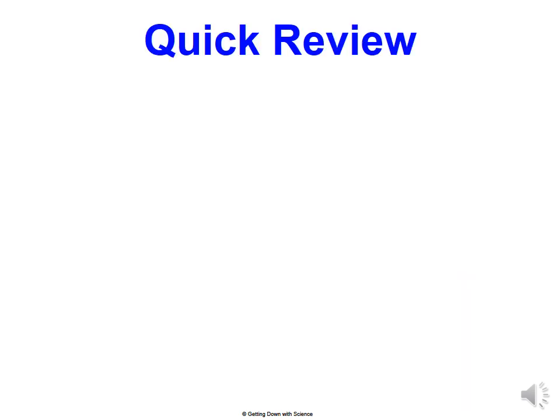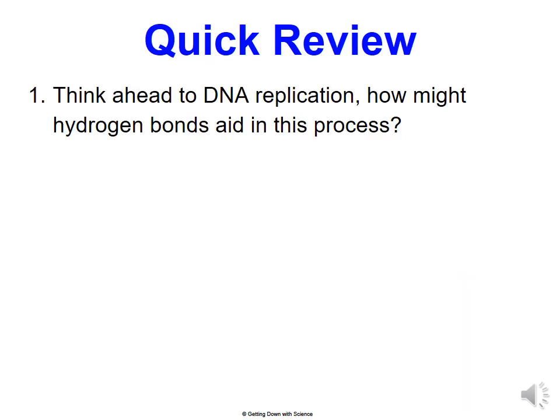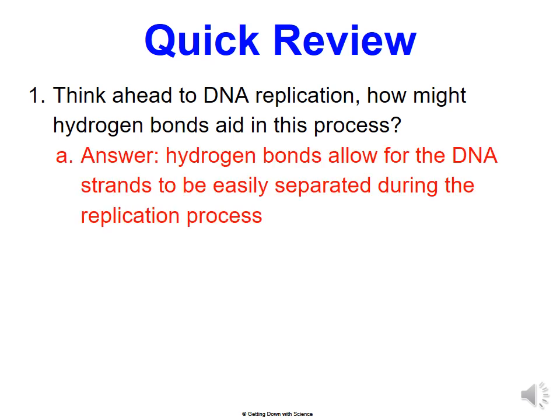So we'll do a little quick review. So this review has us thinking ahead for replication, which we'll be doing in the next lesson. But the idea here is, how might the hydrogen bonds actually aid in this process? What benefit would we have by having hydrogen bonds rather than ionic or covalent or something else? And so the idea here is that hydrogen bonds allow for the DNA strands to be easily separated during the replication process.